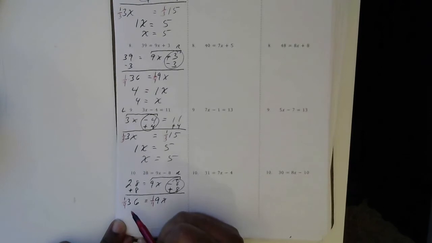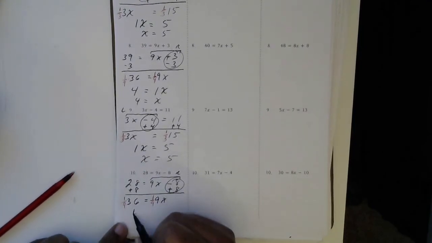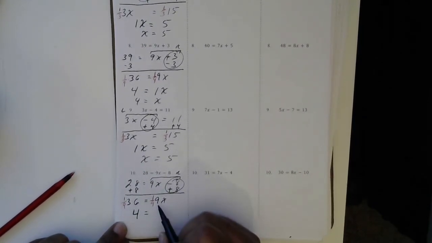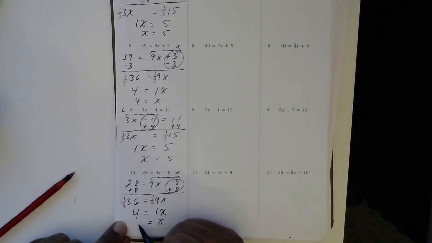Okay, so 36 divided by 9 is 4. 4 times 1 is 4. And 9 divided by 9 is 1. Times 1 is 1. So we get 1x, which means that x is 4.